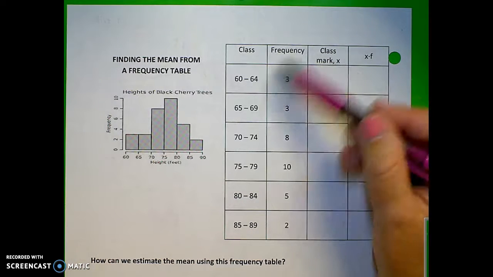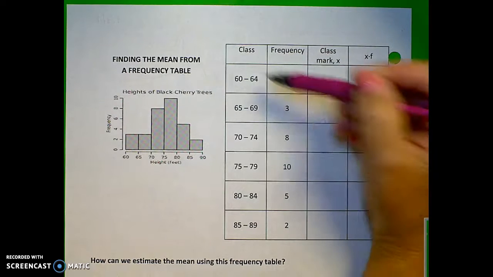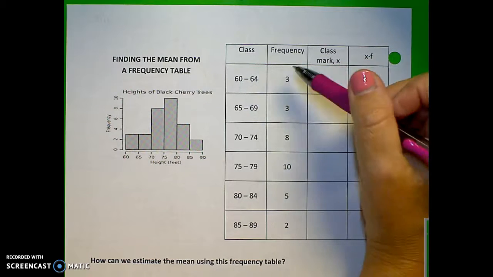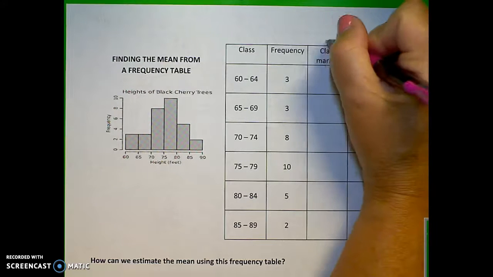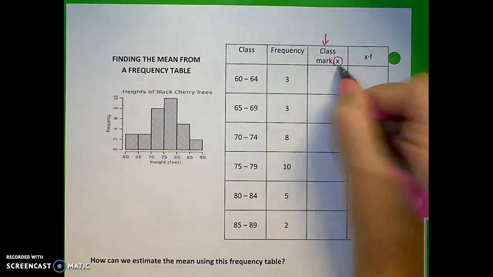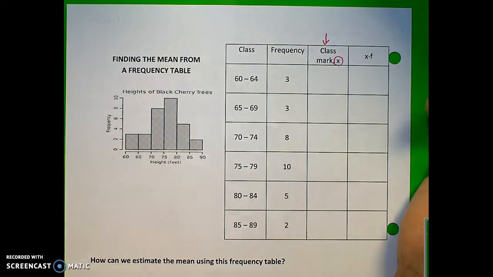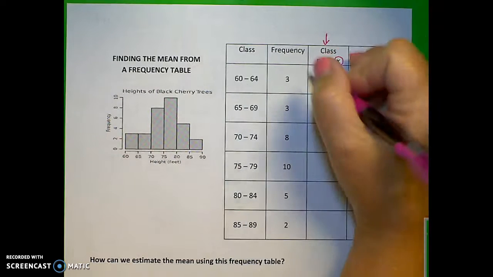So what we do on the table is this. We have the frequency, it tells us how many are in each bar. And we have the class, which tells us the range of values or the interval included in each bar. What we want to calculate is this new thing called class mark. And we're going to use this basically as our variable. The class mark is found by just averaging the boundaries of the class.